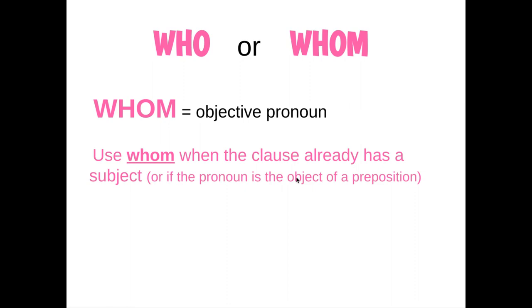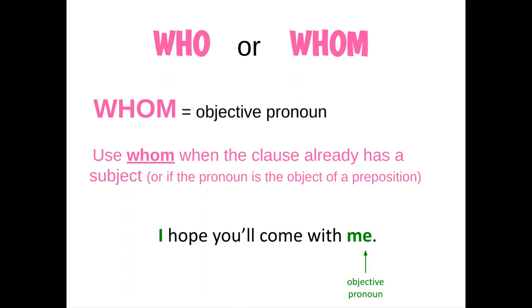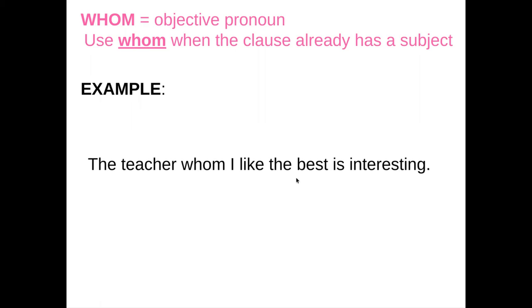Now, whom is an objective pronoun. You are going to use whom when the clause already has a subject because it's an objective pronoun. I'm hoping this will make sense in a minute. Let's look at an example. The teacher whom I like the best is interesting. Again, it's very important that you only look at the adjective dependent clause, which is whom I like the best.